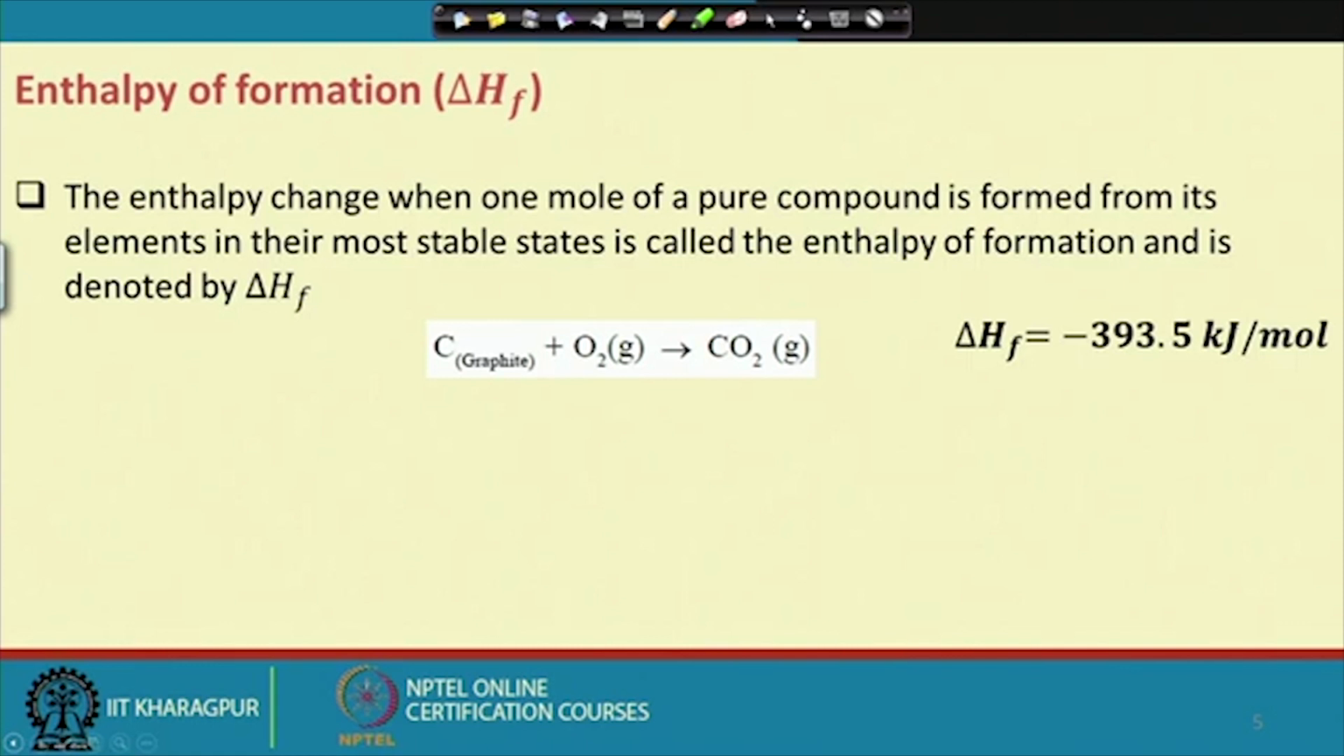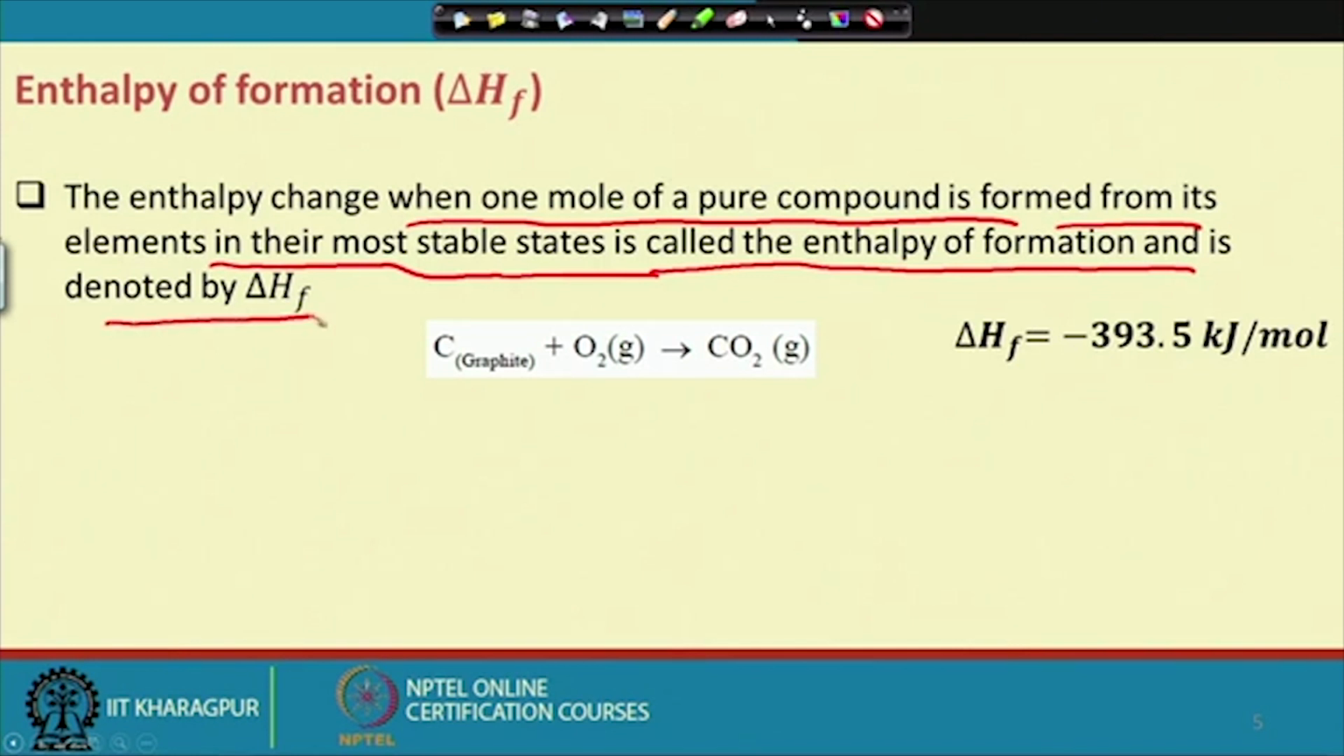Now, the heat of formation, or enthalpy of formation, is the enthalpy change when 1 mole of a pure compound is formed from its elements in their most stable state, and it is denoted as delta H f. When graphite burns in presence of oxygen, it produces carbon dioxide, which is quite a stable form, and the heat of formation is minus 393.5 kilojoules per mole.